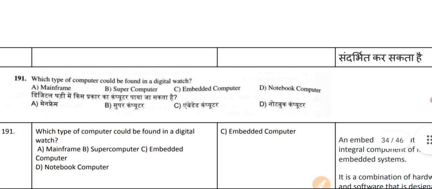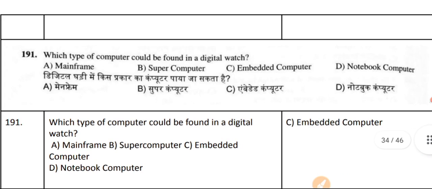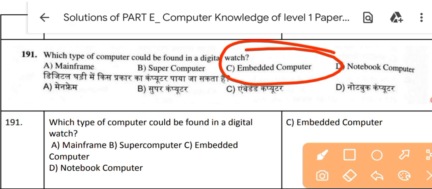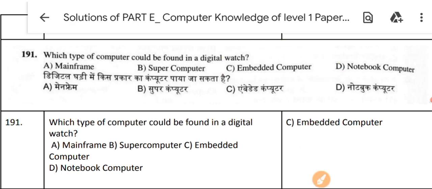Okay, next: which type of computer could be found in a digital watch? That is called an embedded computer. Embedded. Which type of computer could be found in the digital watch? Here it is given which type of computer is found in a digital watch.